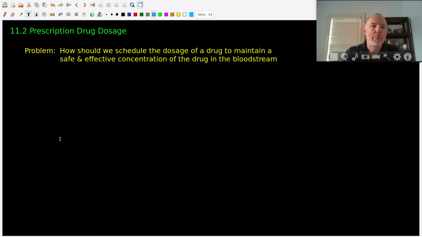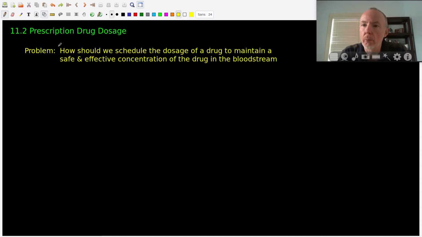Hey folks, our model today is continuing the use of differential equations, and this time we're going to describe how we could determine the dosage required of some drug that will maintain an effective level of drug in the body, but at the same time keep that level of drug safe.